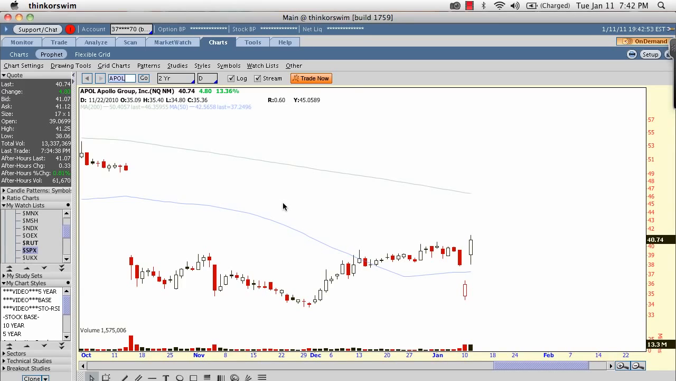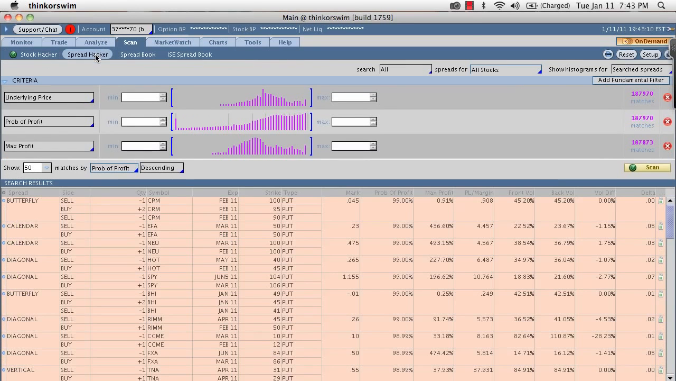We could do a bunch of different things, but we really want to focus as day traders and swing traders on really active stocks that are moving or could be moving very fast in the future. Okay, so those are two great ways to look at and scan for stock and options trades. Now, the last one is my favorite one, and that's the Spread Hacker.